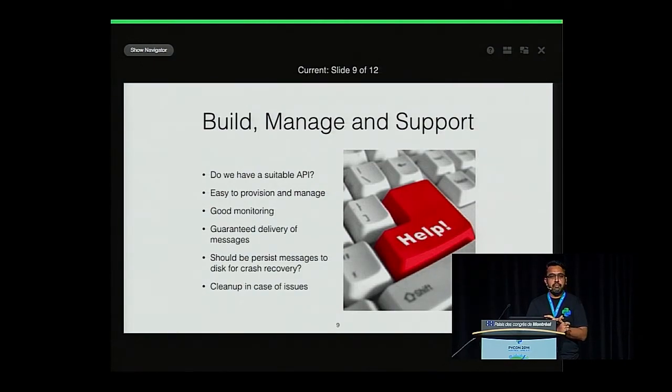Somebody has to manage them and support them. So just like we want our life to be easy and build it easily, there should be a suitable API. It should be very transparent. You should not have to write 15 lines of code each time you want to publish a message. One line, very good. 3 or 4 lines, OK.